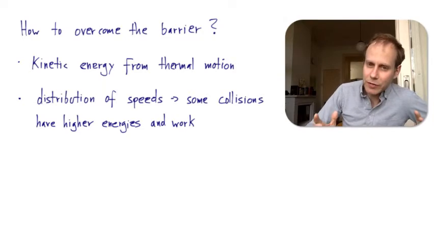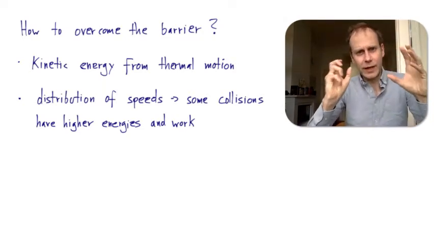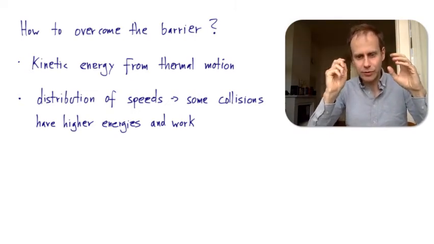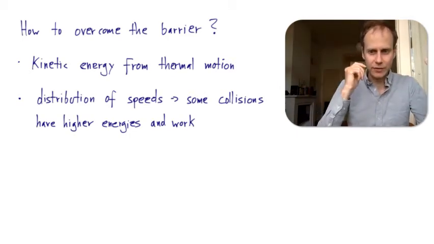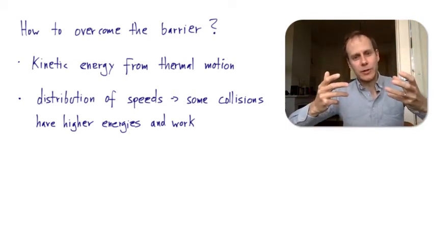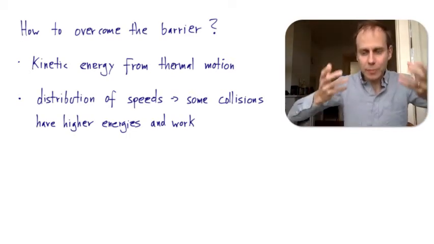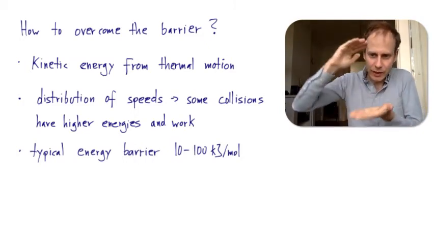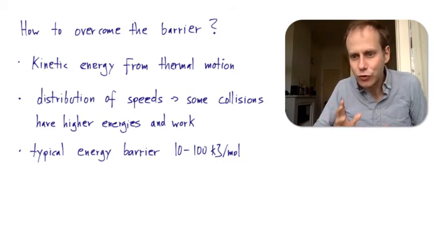And now, if you have, for instance, a gas with many reactants, they don't all have exactly the same speed. Right? The individual gas molecules have different speeds. So there's actually a distribution of speeds. Some are very slow, some are very fast. So only some of the gas molecules have actually sufficiently high energy to overcome the activation energy. Right? Typically such an activation energy to overcome is about 10 to 100 kilojoules per mole.